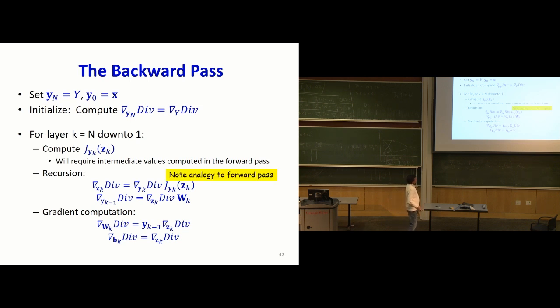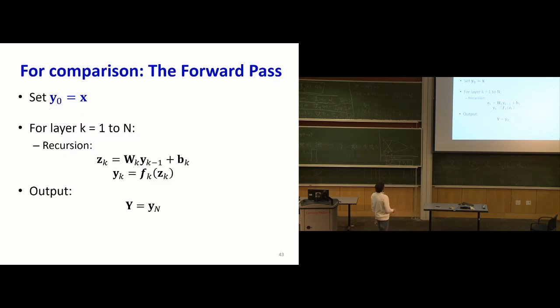And you can actually note that this is very analogous to the forward pass. In the forward pass, at each step, first we computed an affine combination of the outputs of the previous layer and then applied an activation to it.